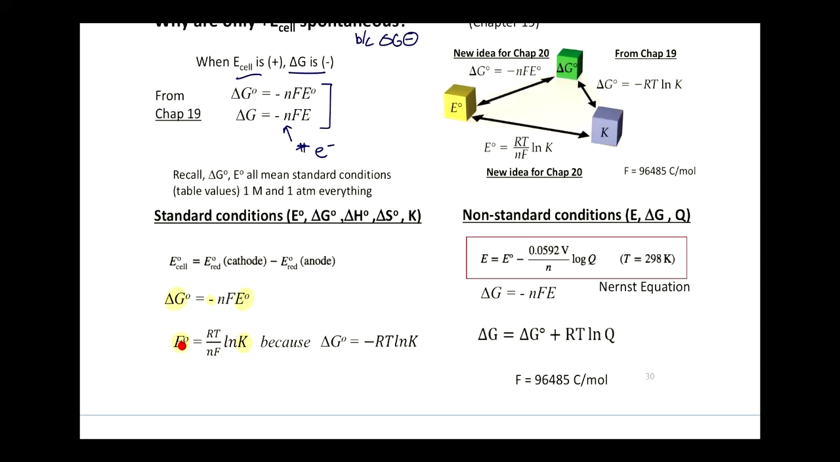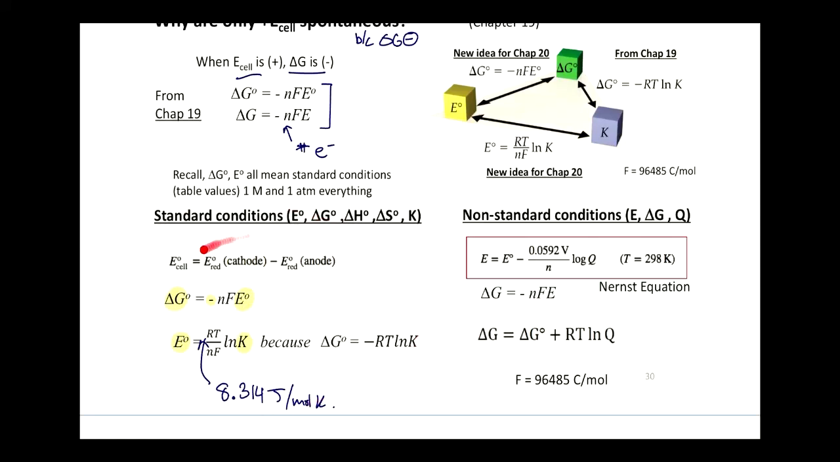So E is related to the equilibrium constant by a factor of R, the energy version of R. The R that we use on this slide is the energy version, 8.314 joules per mole Kelvin. The temperature should always be in Kelvin. N is the number of electrons involved in that redox reaction, the n value we've been getting all this time. And F is Faraday's constant. It's how we go from the energy realm of things to the voltage realm of things.